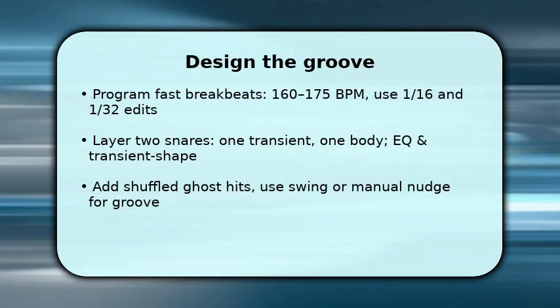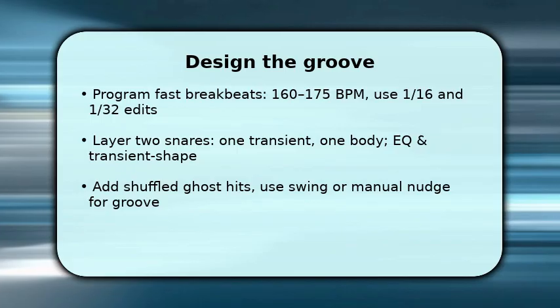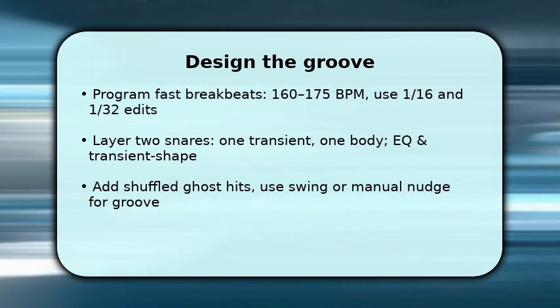You now build the characteristic jungle groove by setting tempo between 160 and 175 BPM and programming breakbeats with 1/16 and 1/32 note edits. Once your skeleton exists, layer 2 snares, one bright for attack and one fuller for body, and apply complementary EQ to avoid masking.